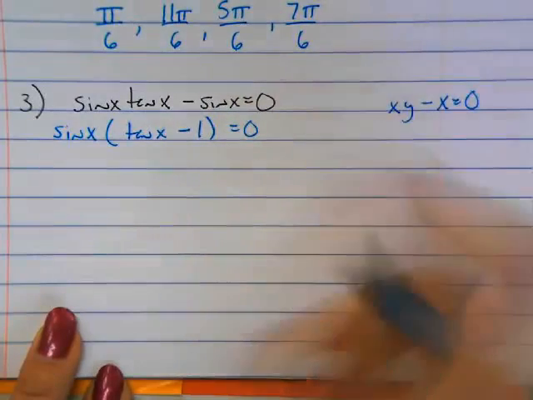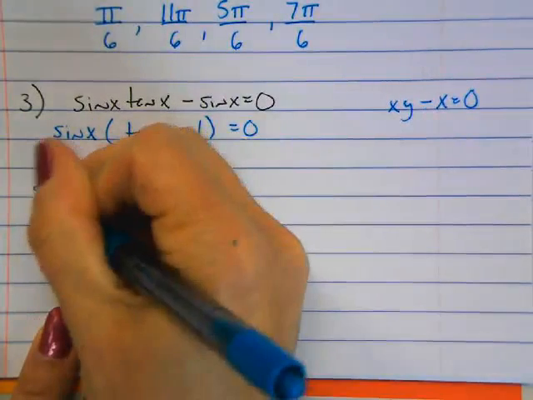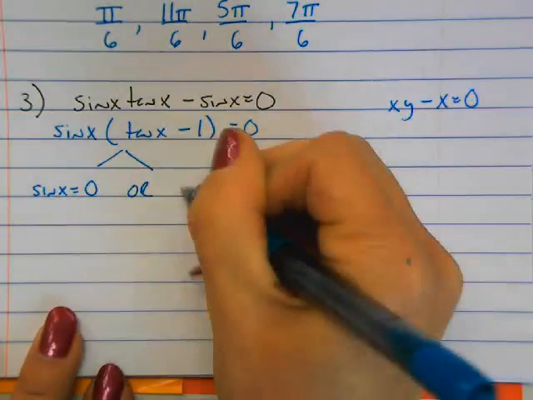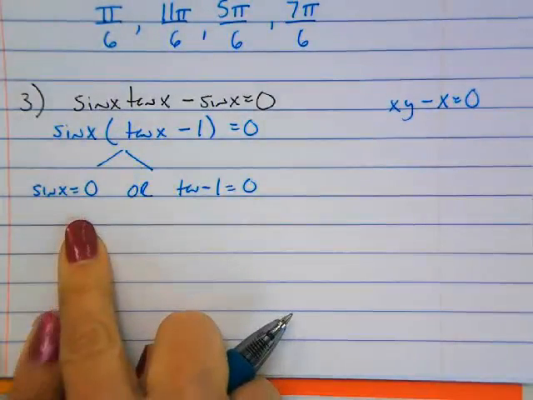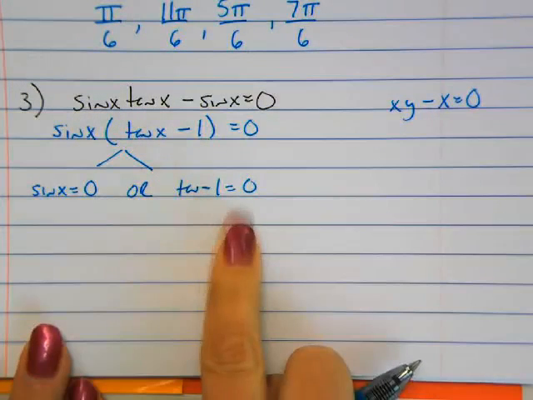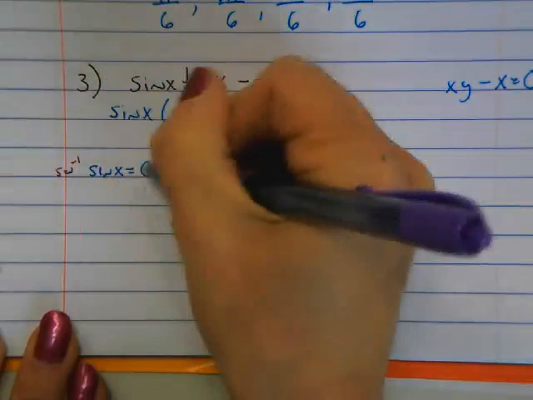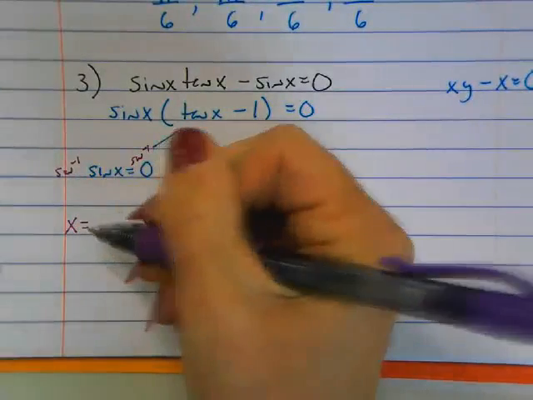Now, I believe I can go ahead and separate this. So I have sine x equals 0, or tangent x minus 1 equals 0. Now realize, he's going to give me 2 potential solutions. So I want to take the inverse sine of both sides. So x is equal to, I need to know where sine is 0. Okay, sine is 0 at 0.